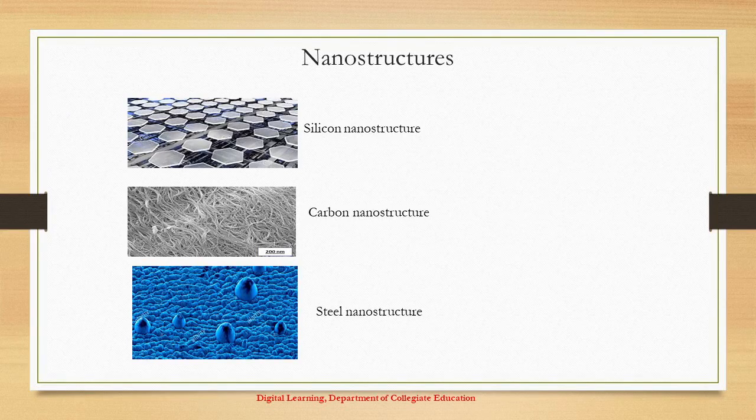See, some examples we have shown here. Silicon nanostructures are having this shape, and carbon nanostructures, these are the carbon nanostructures, and this is the steel nanostructures. You can see the different colors which are exhibited by the materials when they go to the nanoscale.